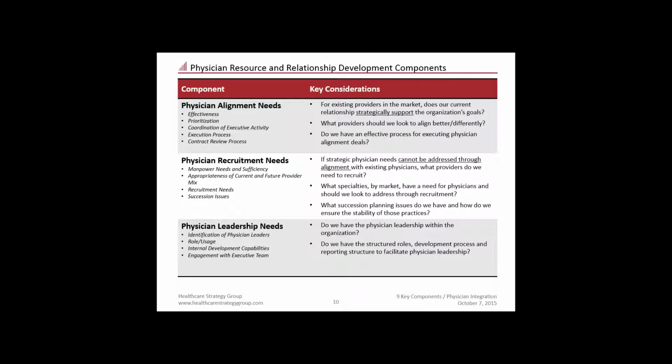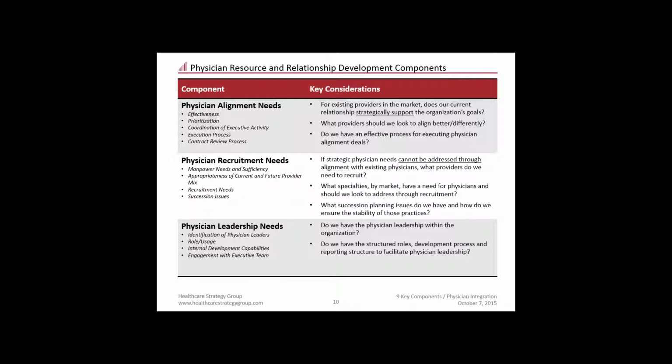To take a deeper dive into the physician resource and relationship development components, in terms of physician alignment, again, the key question here is, do we have the relationships we need to strategically support the organization, not just do we have relationships? And that's a pretty fine line, but it's one that means an awful lot. So not just do we have an agreement, but do we have a strategically effective agreement?